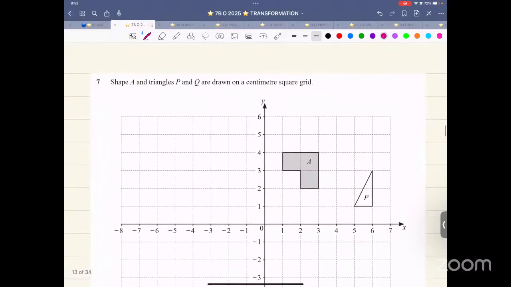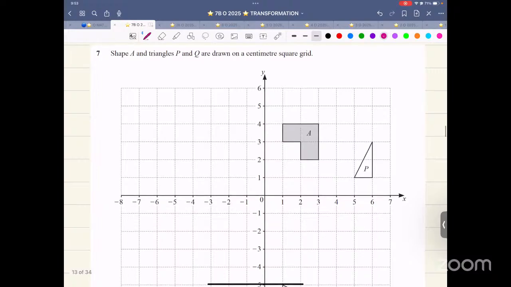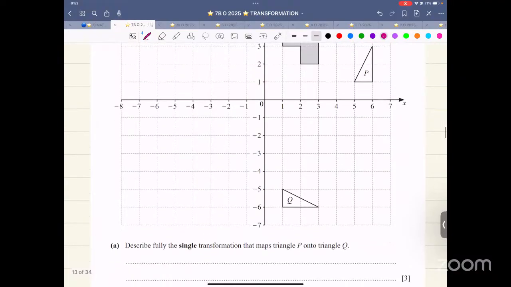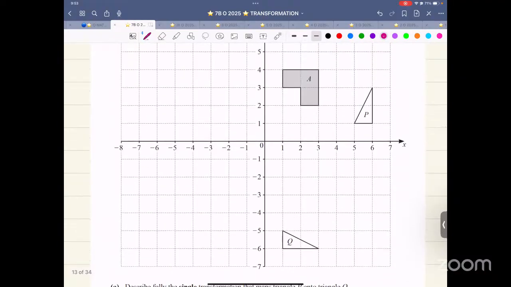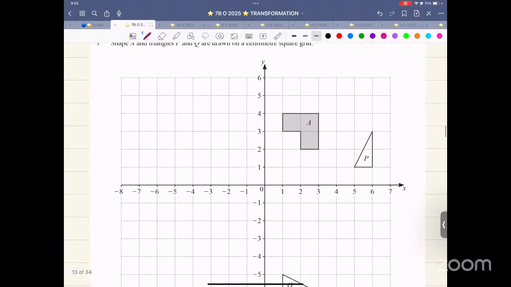Now it says shape A, and shape A, P and Q are drawn on a centimeter square grid. Now someone has written a comment. I'll do some examples and then look at the comment. Shapes A, P, and Q. So A is there, P is there, Q is there. So P and Q are triangles and shape A is just another shape. Describe fully the single transformation that maps P onto Q.